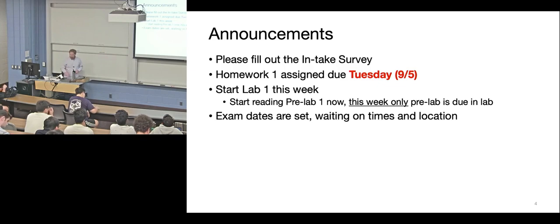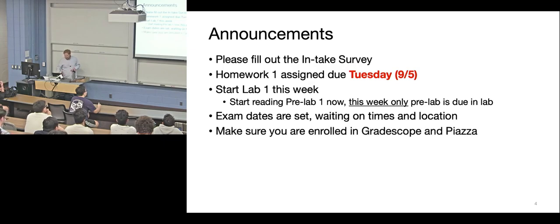The exam dates are set. They're on the website, which you can't see. We're still waiting on exact times and locations, but it's pretty much going to be on those days. Make sure everybody's enrolled in Gradescope and Piazza. I try to get the latest list as of Saturday. I probably missed some people. We don't use Canvas because Canvas is lame. All right, any basic questions so far?